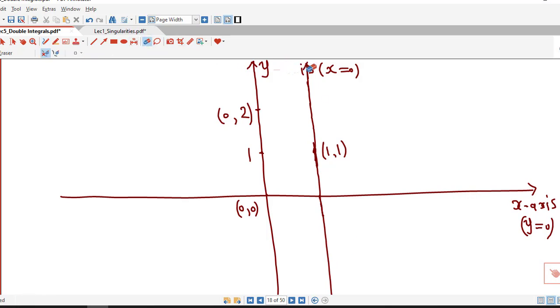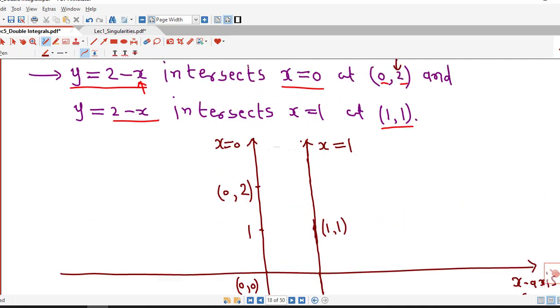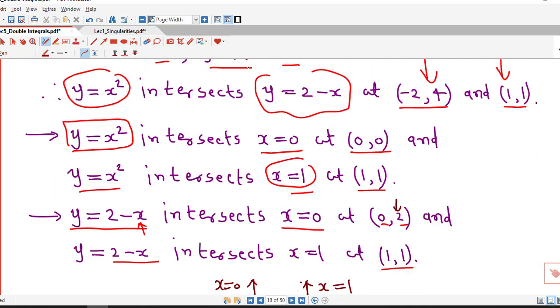We can rewrite this as, so this line is x equal to 1, this is the y-axis, that is x equal to 0. So limits of x are from 0 to 1. We are not considering this point here, where the value of x is -2, because it is to the left side of x equal to 0. So we will consider these intersecting points only, 0 to 1.